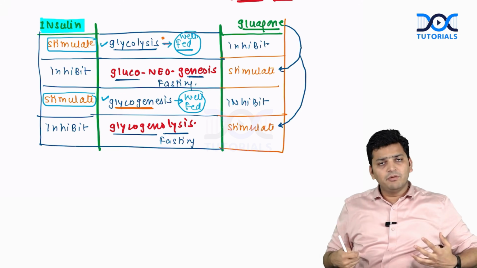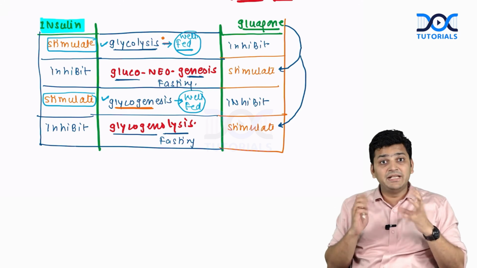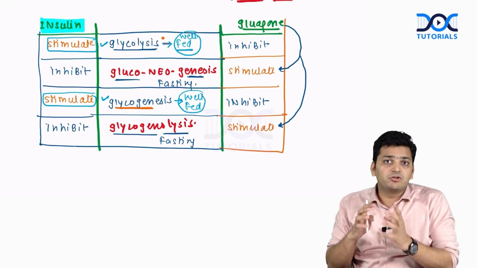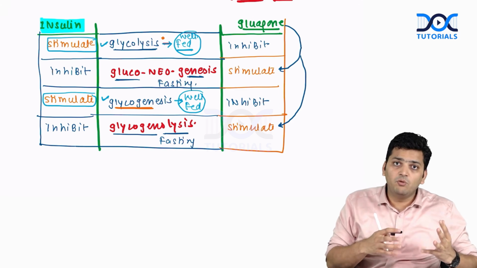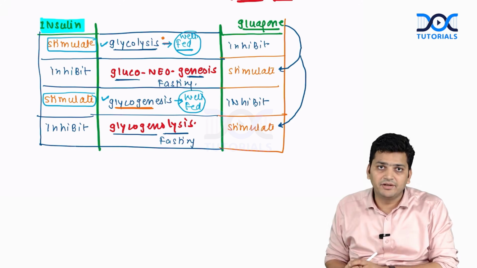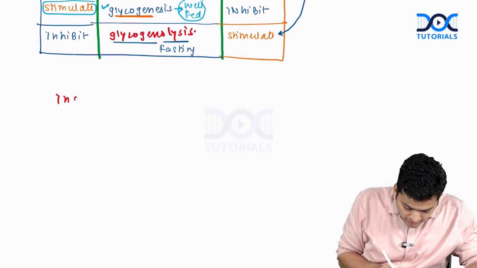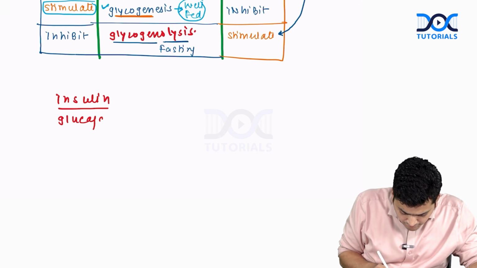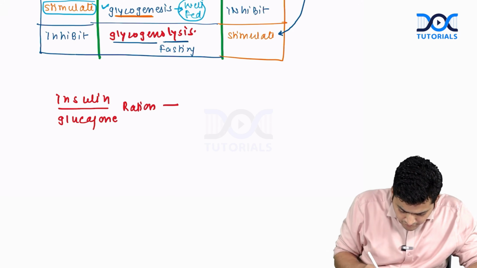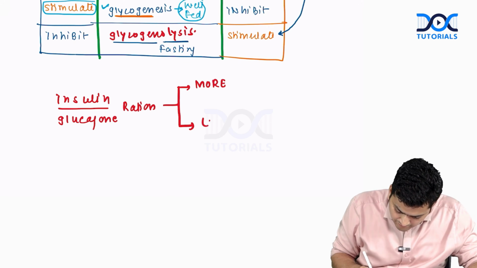It is very easy to remember also: when you eat food, to handle the glucose, the beta cell secretes insulin. So insulin is secreted more in the well-fed state, and glucagon will be secreted more in the opposite, the fasting state. So let's work out the insulin glucagon ratio. Is the insulin glucagon ratio more or less?